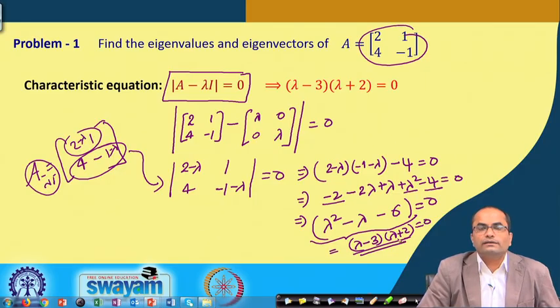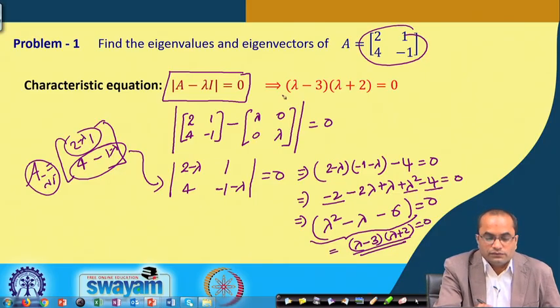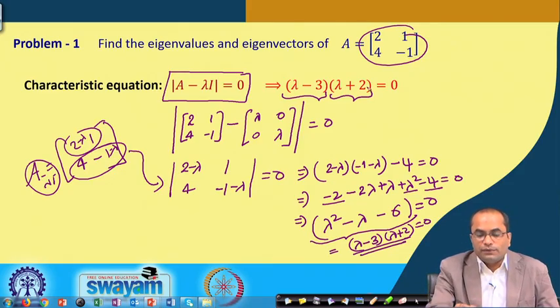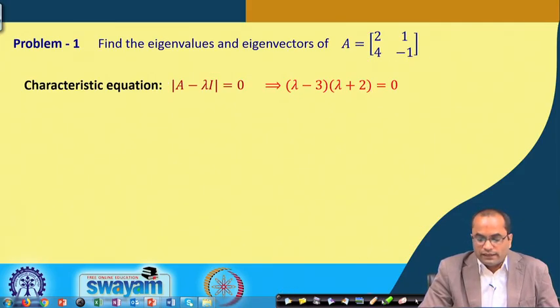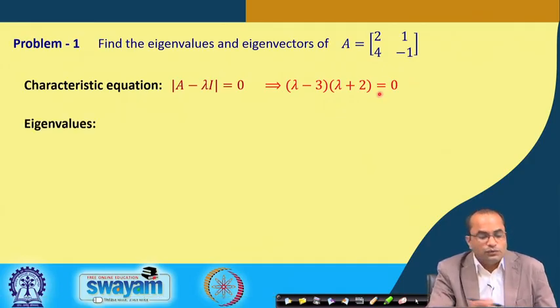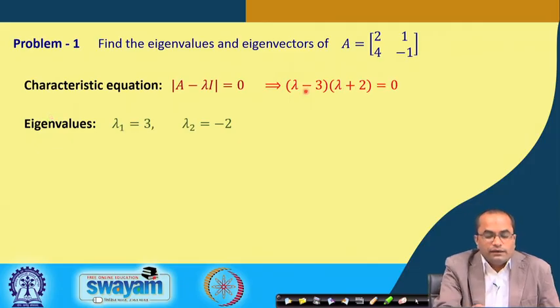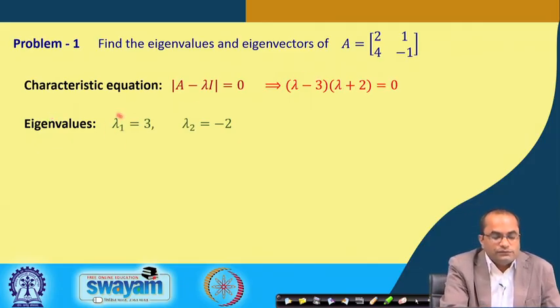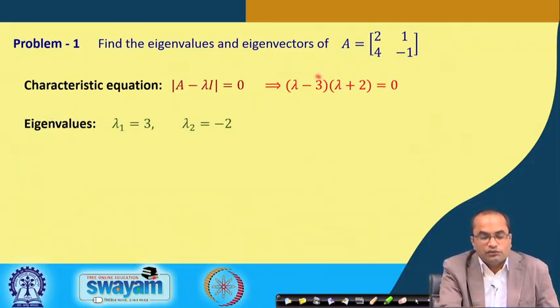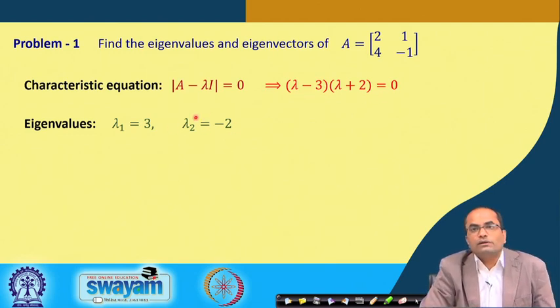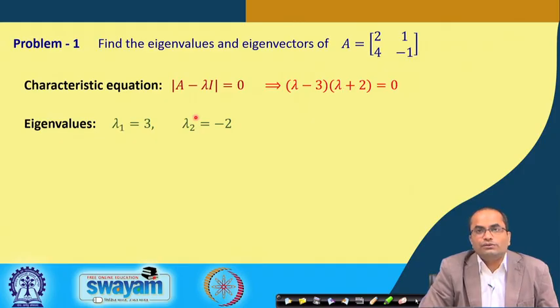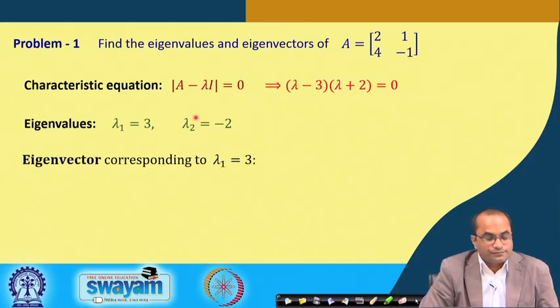So, that is the characteristic equation. From there we can get the roots of the equation. So, that is what is given here, lambda minus 3 and lambda plus 2 is equal to 0. That is our characteristic equation here, and its roots will be the eigenvalues. So, our eigenvalues are one eigenvalue which we are calling lambda 1, that is 3, because this is the solution of this equation, and the other eigenvalue will be lambda 2, which is minus 2.